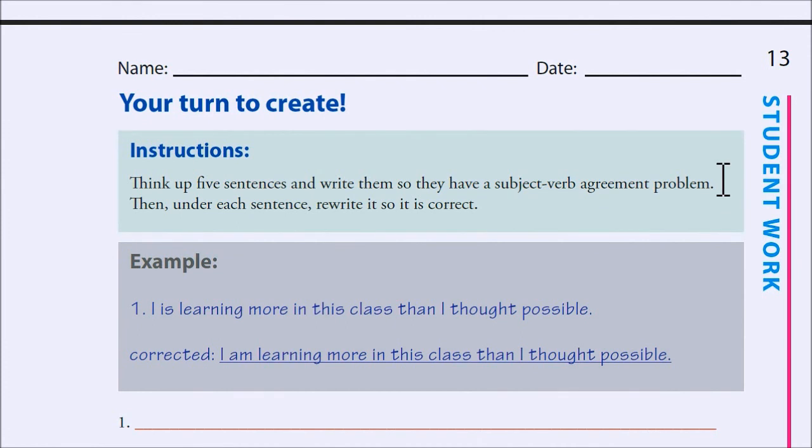And then under each sentence, you're going to rewrite it so it's correct. All right, so see this here. Here's an example: "I is learning more in this class than I thought possible." So this is wrong. "I is." All right, so you're going to write it so that it's correct.